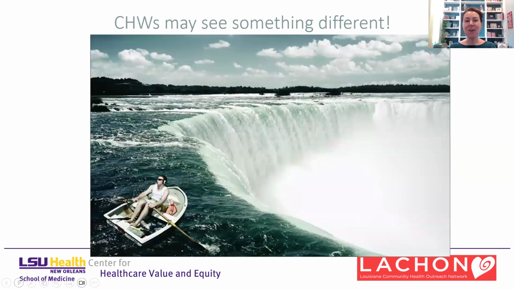But community health workers oftentimes see something very different. So when we start zooming out, seeing kind of the whole picture, we see something very different. And if we think about what he might need right now, usually people will say something like a rescue squad or divine intervention, right? He's going to need help in a very different way.